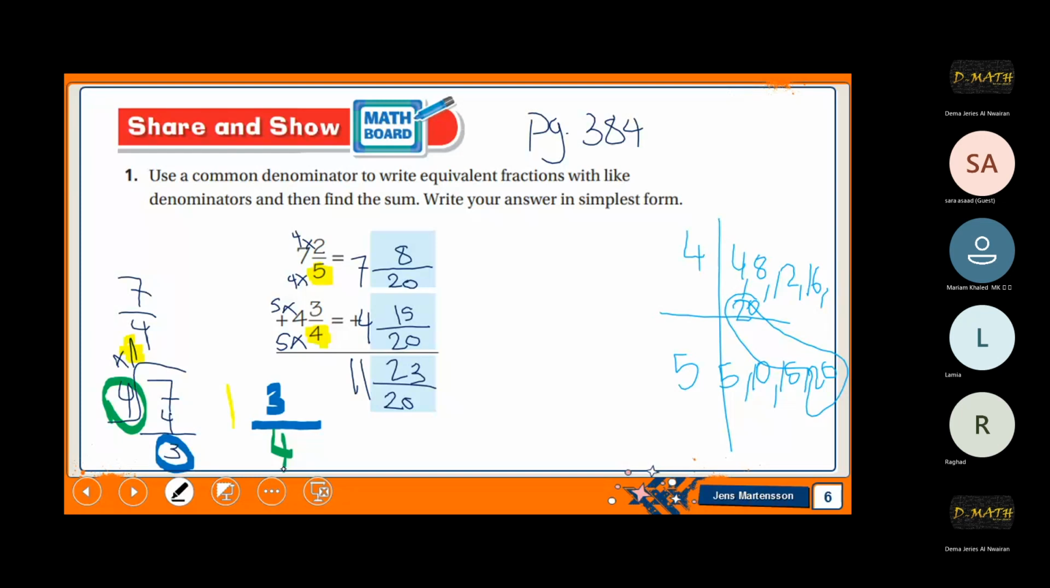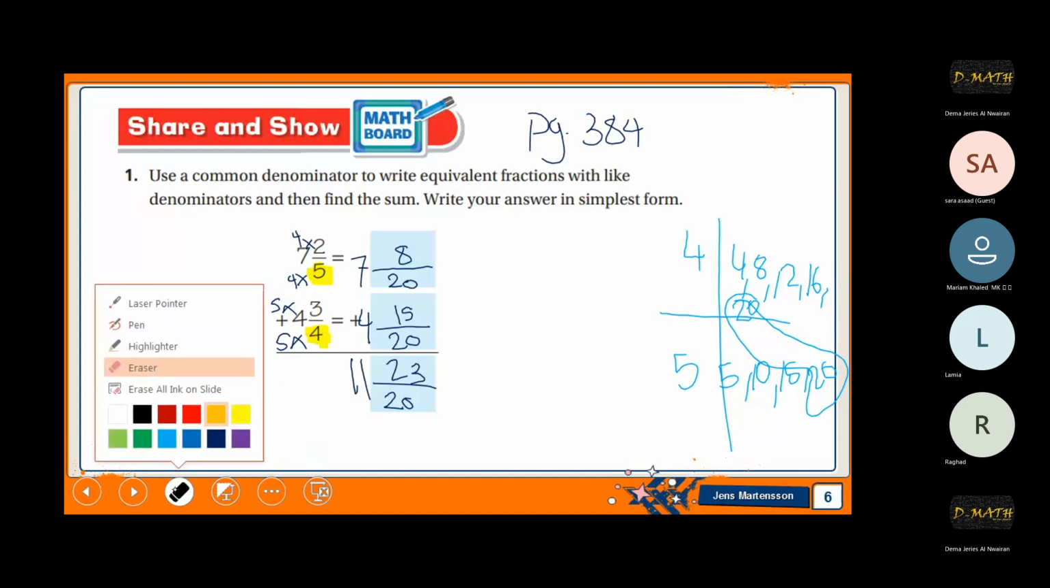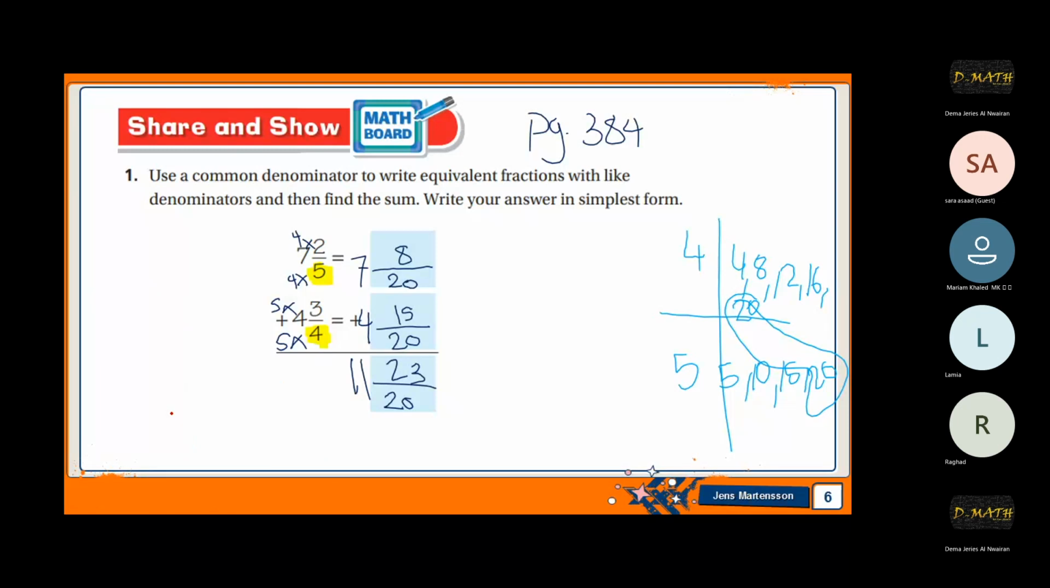Now let's solve this one. Here, 23 over 20. How many 20s in 23? What's your name? Matab. What's the number that you multiply by 20 to get 20 or near 20? What is the number that you multiply by 20 to get 23 or close to 23?